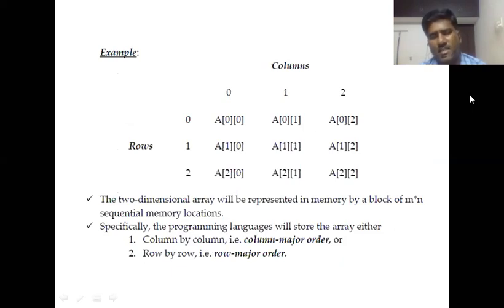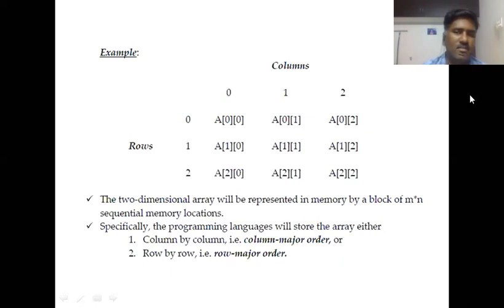So 3 cross 3 is indexed from 0 to 1, 2. So the first row has A of 0, 0, A of 0, 1, A of 0, 2. Only the jth position changes, 0, 1, 2, while the ith position stays common. Next, the ith position changes, and then the jth position keeps changing continuously. So what is this a representation of?